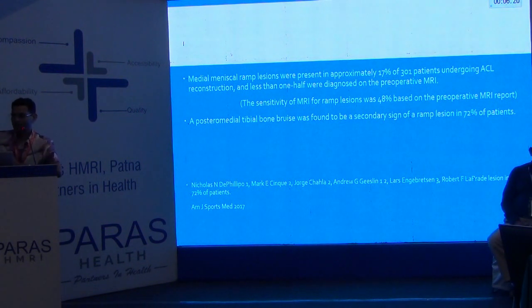In one of the literature, ramp lesions were present in 17%, and the sensitivity of the diagnosis was less than 50%, around 48%. Another thing which we have already seen, which can be a clue for the presence of this ramp lesion, is the posterior medial tibial bone bruise, which is a secondary sign and present in almost 72% of the patients.